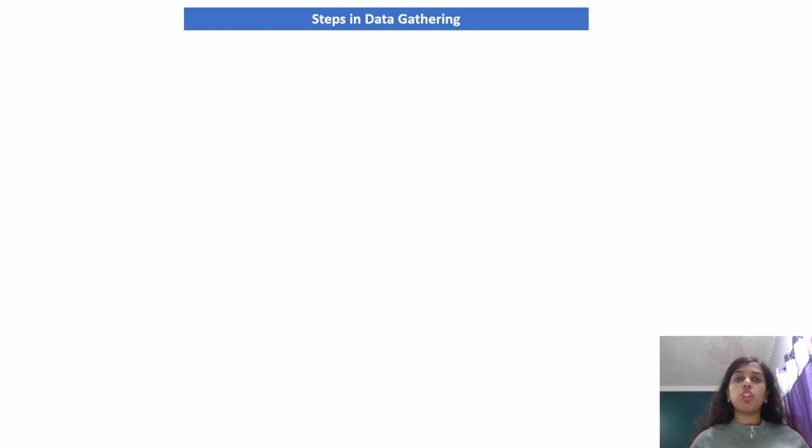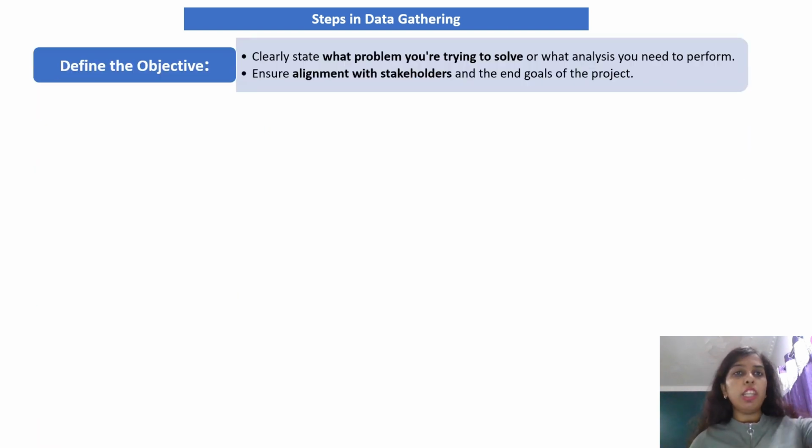Now, let us walk through the main steps involved in data gathering. Step 1. Define the objective. Before you even touch a dataset, you need to define the objective. What problem are you solving? What are you trying to achieve? Is it predicting customer churn, optimizing a process, or simply understanding trends? Get clarity here because this will guide you in choosing the right data sources.